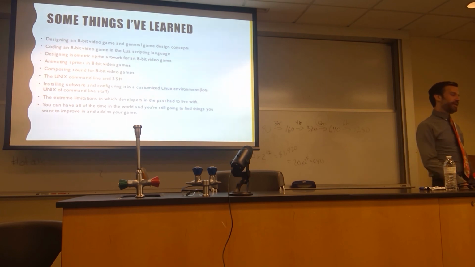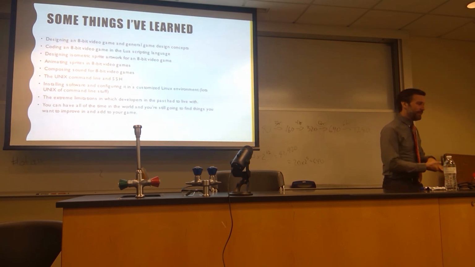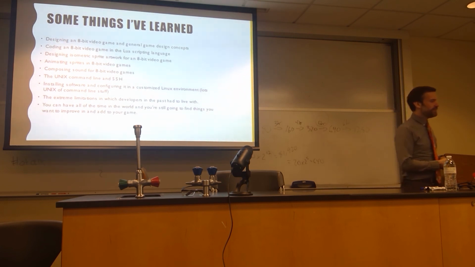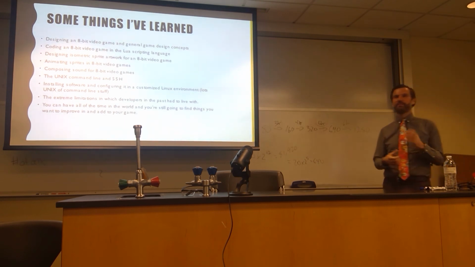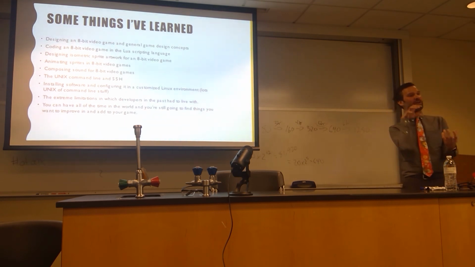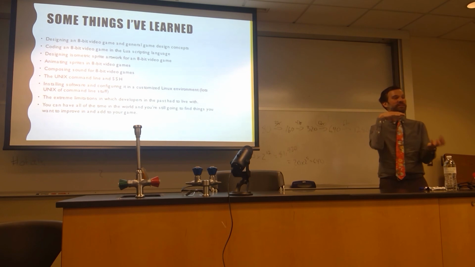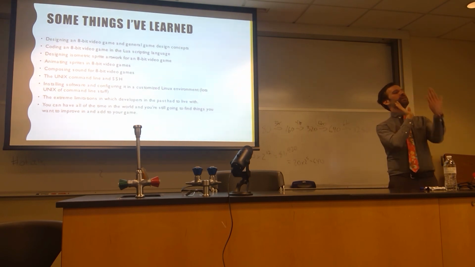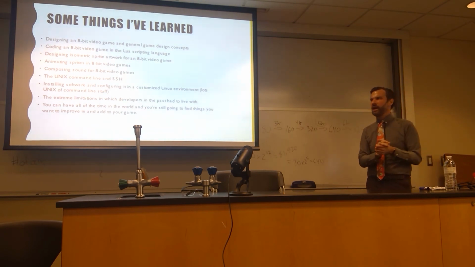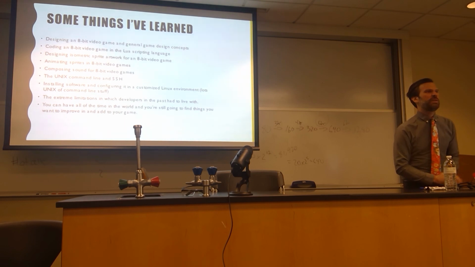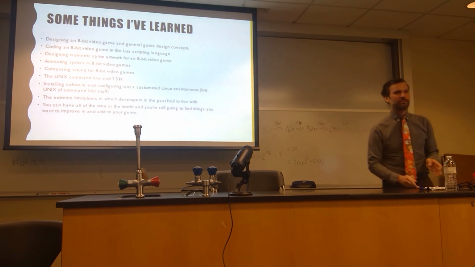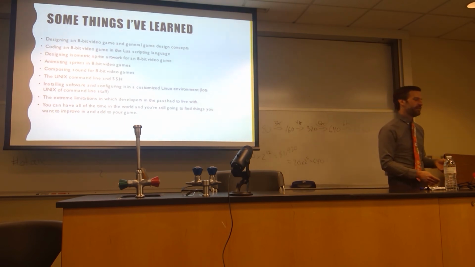Some things that I've learned: I learned about 8-bit video game and general game design, coding an 8-bit video game, designing isometric frame sprite artwork. So isometric is basically when you're looking at things from an angle, like sort of a bird's eye view, you can kind of see them at a different angle. You're not looking at it straight on. You'll get an idea of that when you see the game in action. Especially if you're wondering what isometric looks like, look at the cars, I think, and the vehicles. That's really what shows you that perspective.